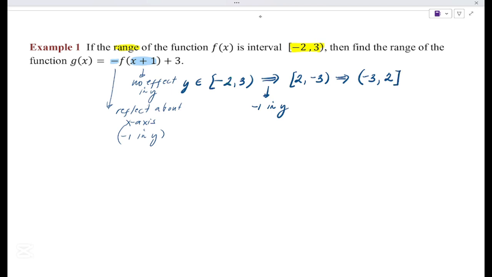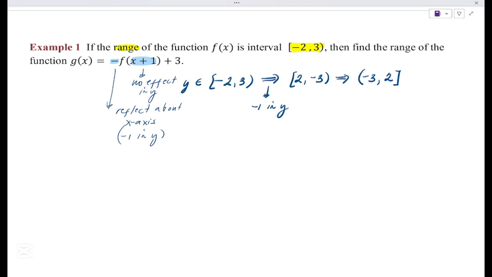So this is the effect when we have a reflection about the x-axis, or multiplying negative in the y. It's not only multiplying the y with negative but also interchanging their position. Because when you multiply by negative, this negative will become positive and this positive will become negative, so you have to interchange.